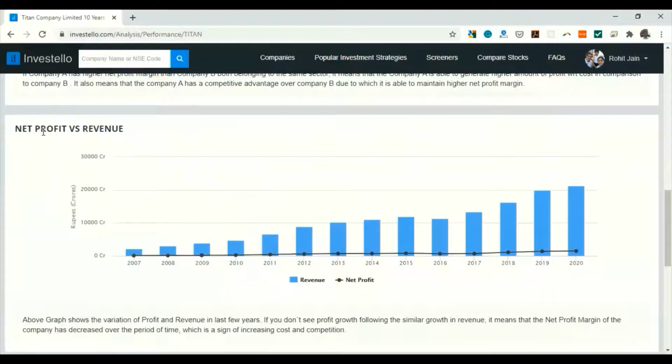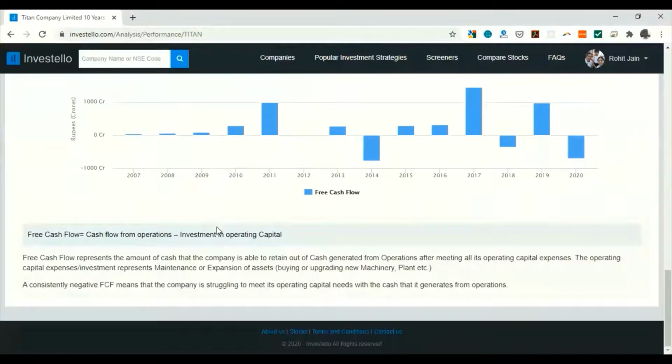We also check the profit versus revenue graph. We can see that revenue and profit, both of these have consistently grown over the past 13 years. The growth has been consistent, which is the more important part. Usually a consistent growth comes out of a competence in the market, which displays that the company is a leading player in its domain. That's why it is able to maintain a consistent growth. So a consistent growth in revenue and net profit is a good indicator.